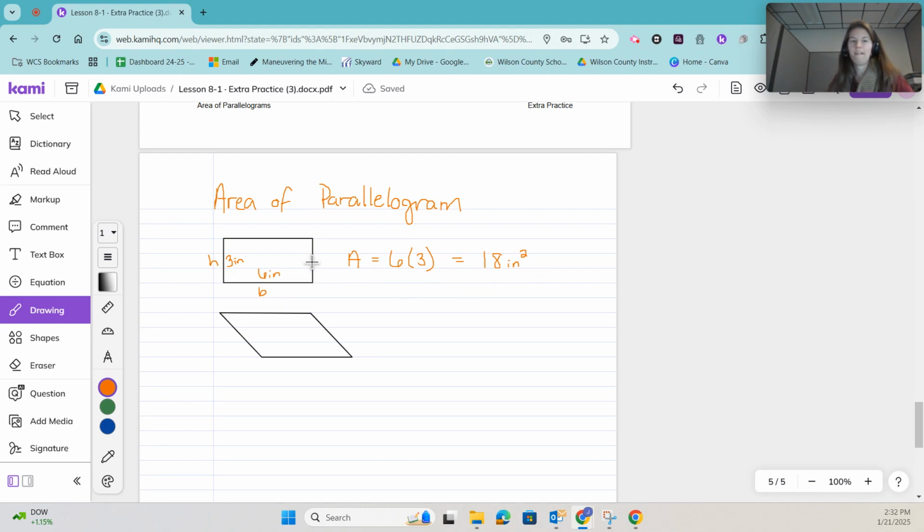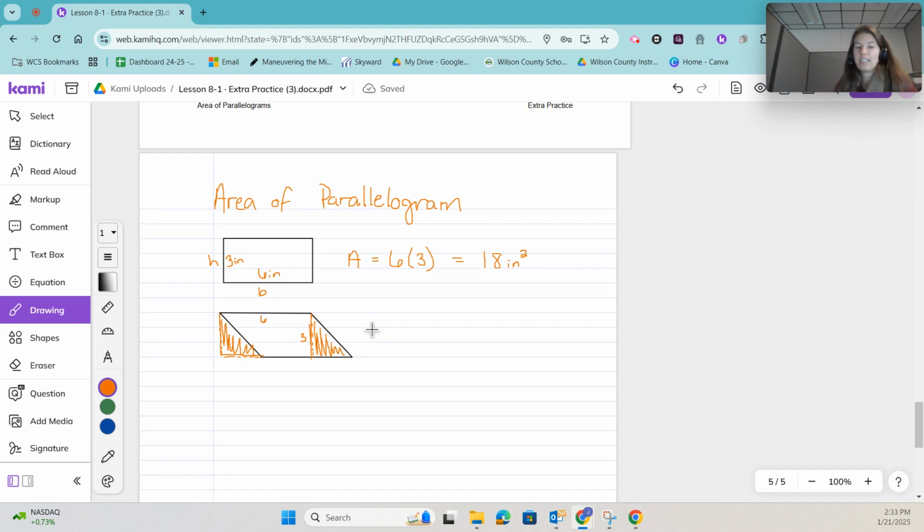And as we said before, a rectangle is a specific type of parallelogram. So if we take a look at this parallelogram I have drawn right below, and I draw a dotted line right here, this triangle just happens to be the exact same size as this little missing triangle right here. So really, we have a rectangle. It's the same exact size as this rectangle with a base of 6 and a height of 3.